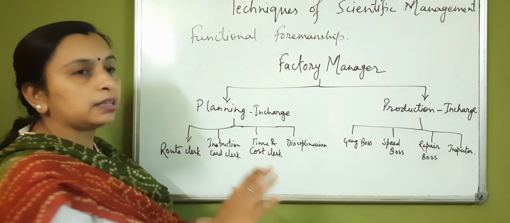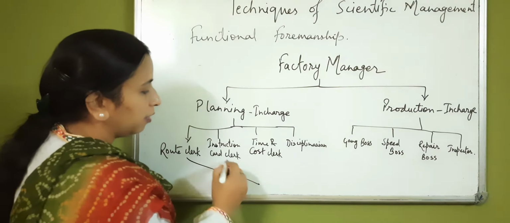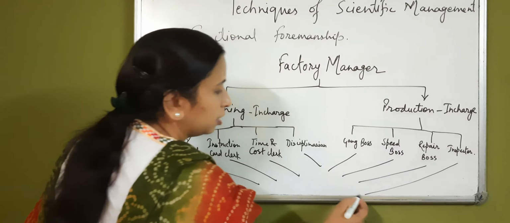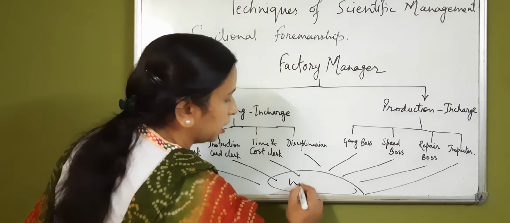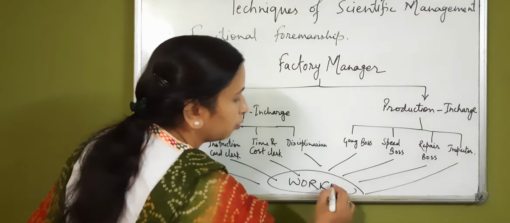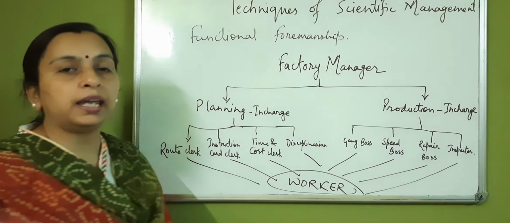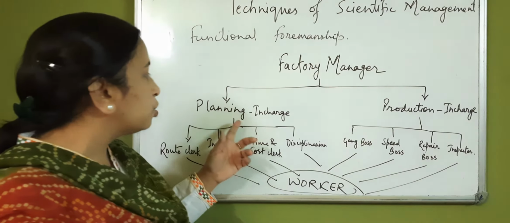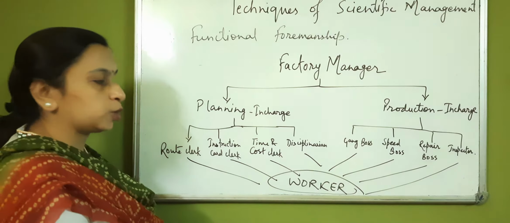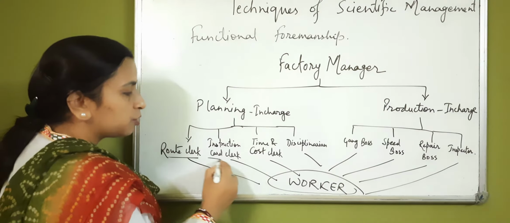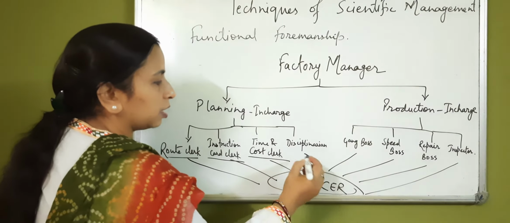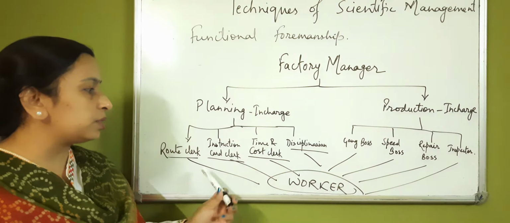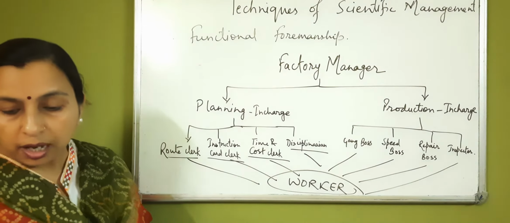They will be specialists in their own way, and they will supervise the work of the worker. So the worker's work will be supervised by 8 bosses. He will get orders and instructions from 8 bosses. In the planning department we have 4 experts: route clerk, instruction card clerk, time and cost clerk, and disciplinarian. Now individually we have to see the work of these 4 specialists.